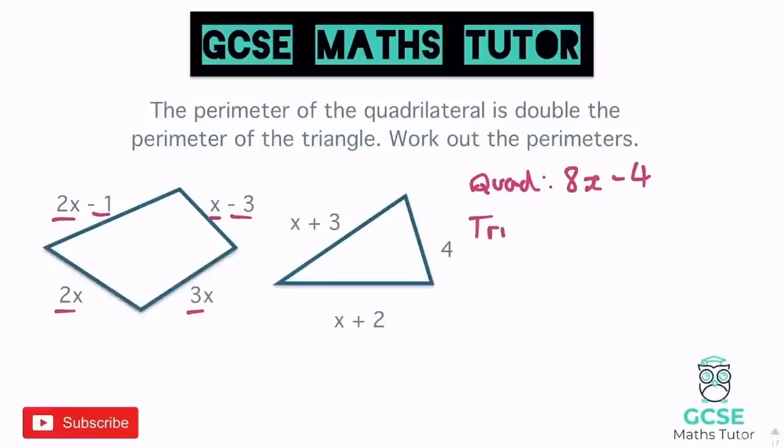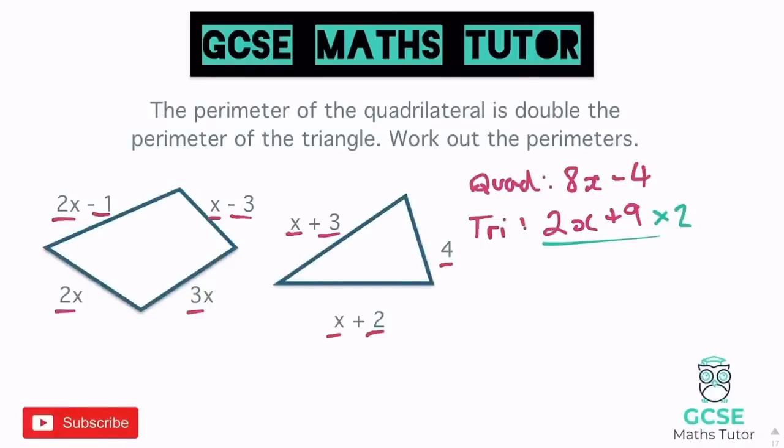Then we've got the triangle. Let's have a look what we've got there. We've got 1x, 2x, so 2x, and we've got 3, 4, 5, plus the 4 is 9, so 2x plus 9. Now it says the perimeter of the quadrilateral is double the perimeter of the triangle. So if we double the perimeter of the triangle, then that would be equal to the perimeter of the quadrilateral. Okay, so if we double this one, then those expressions for the perimeters would be equal.